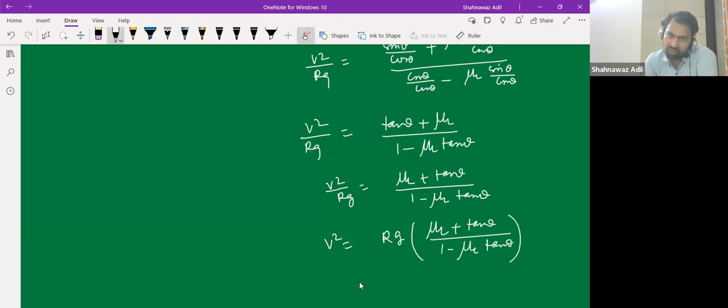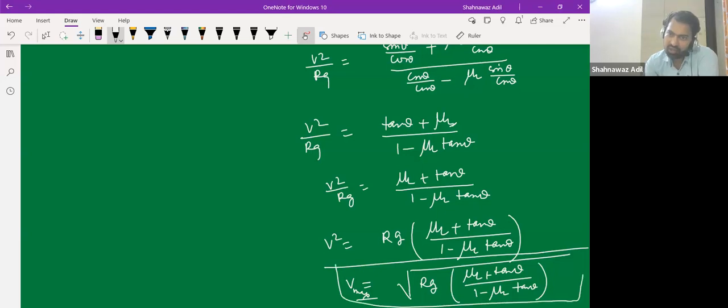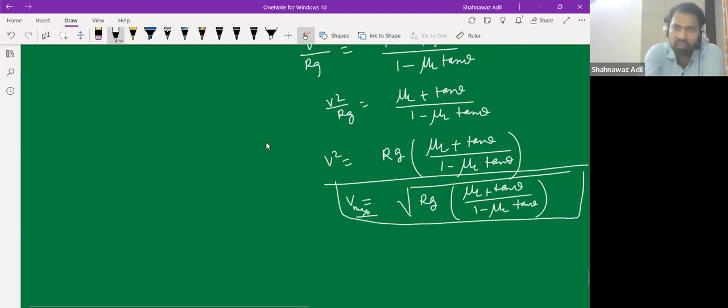So then this v becomes v max, because I have used this mu l. So this would be the root of rg times mu l plus tan theta over 1 minus mu l tan theta. This is the speed with which the cyclist has to move so that he doesn't slip, for a banked road. So this is for the case of a banked road.